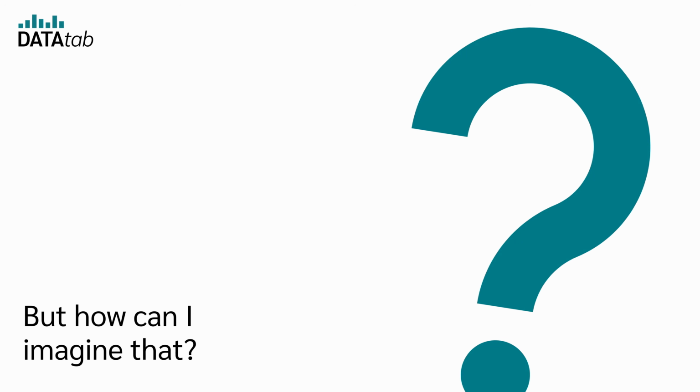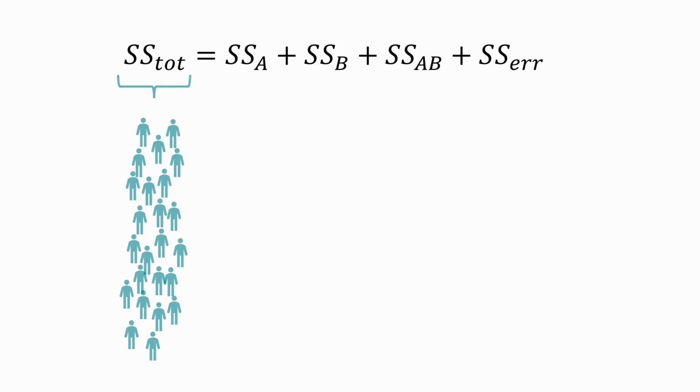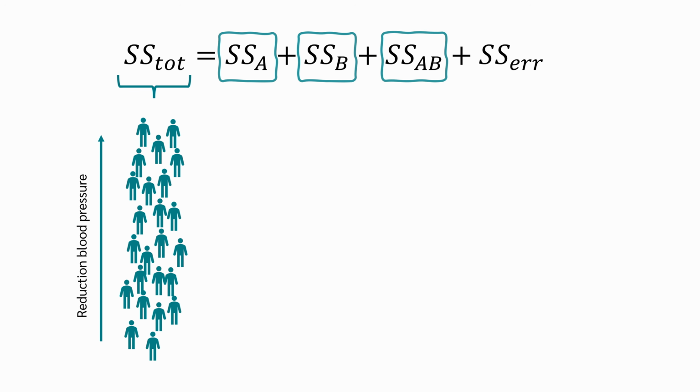But how can I imagine that? The dependent variable has some variance. In our example, not everyone will have the same reduction in blood pressure. We now want to know if we can explain some of this variance by the variables drug type, gender, and their interaction. The part that we cannot explain by these three terms accumulates in the error.